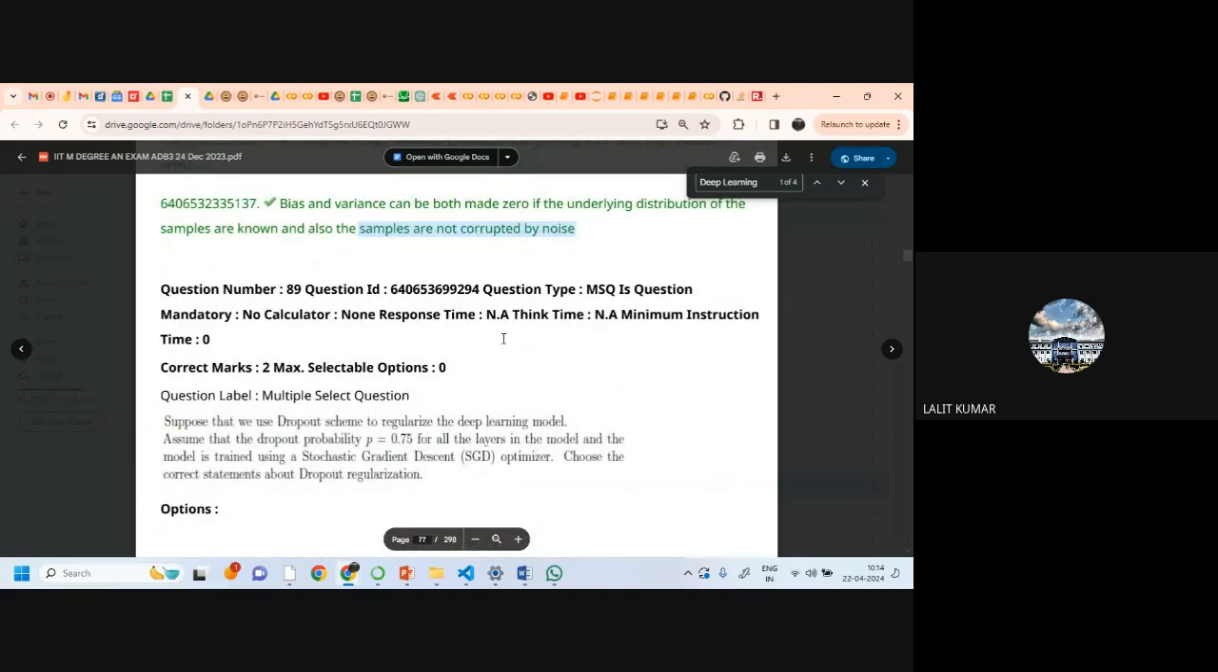Next question. All these questions are basically checking the concepts only. The calculation part has not come yet. So next one is, suppose that we use dropout scheme to regularize the deep learning model. Assume that the dropout probability P is equal to 0.75 for all the layers in the model, and the model is trained using a stochastic gradient descent optimizer. Choose the correct statement about dropout regularization.